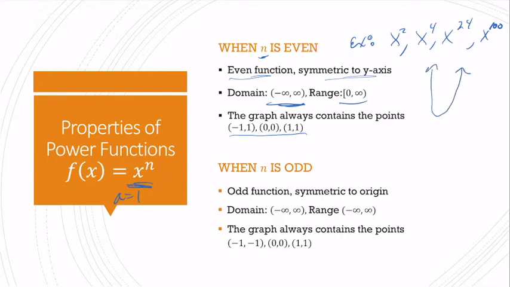My graph is always going to contain the following 3 points, and it's always going to look something like that. When n is odd, my function is symmetric to the origin. My domain goes from negative infinity to positive infinity, and my range goes from negative infinity to positive infinity as well. It's always going to contain the following 3 points, and its graph is always going to somewhat look like this.